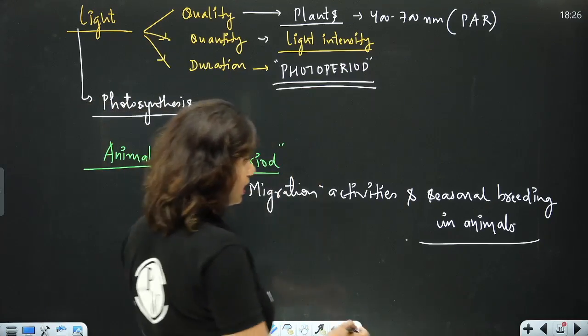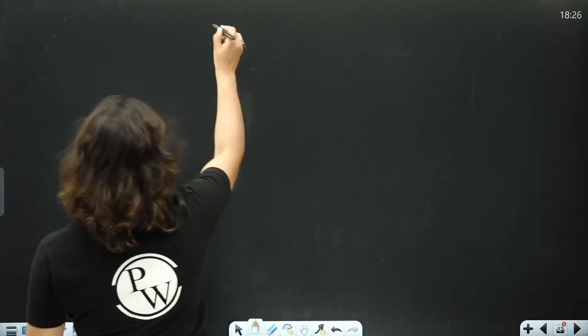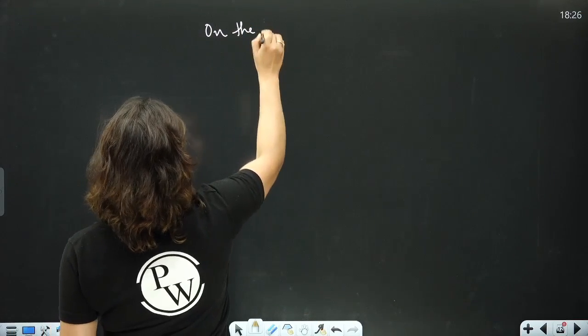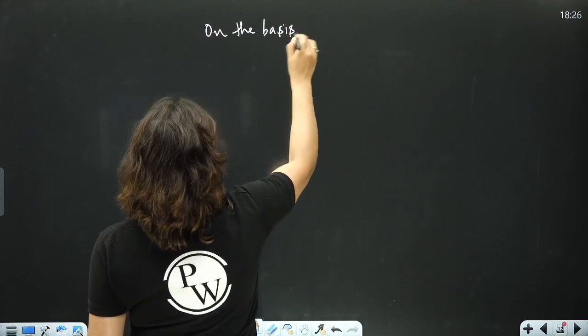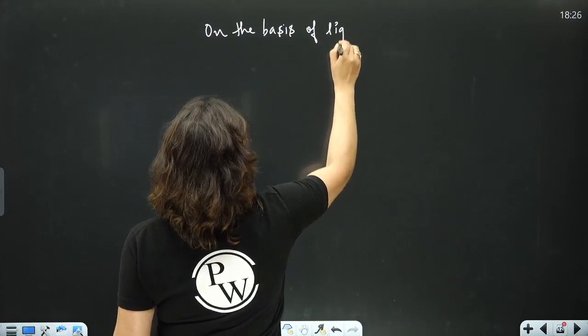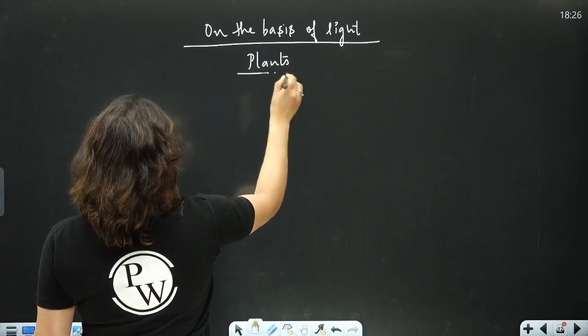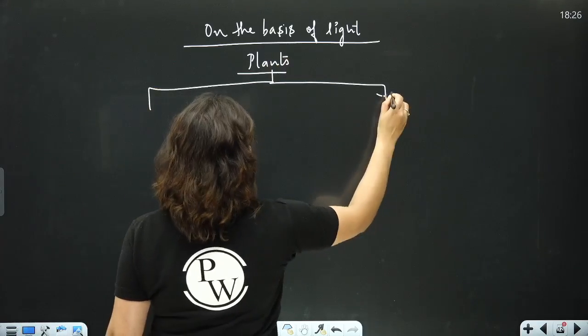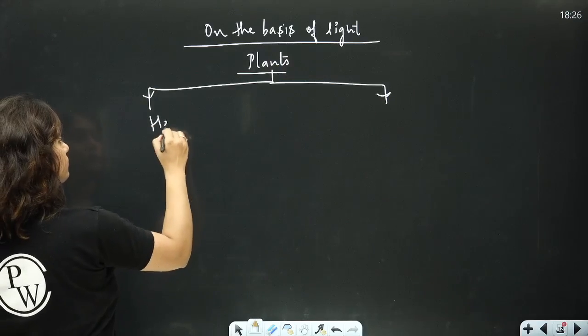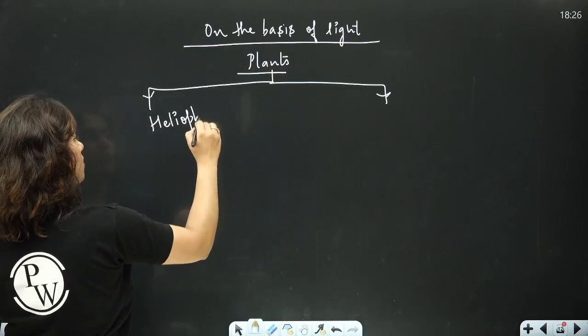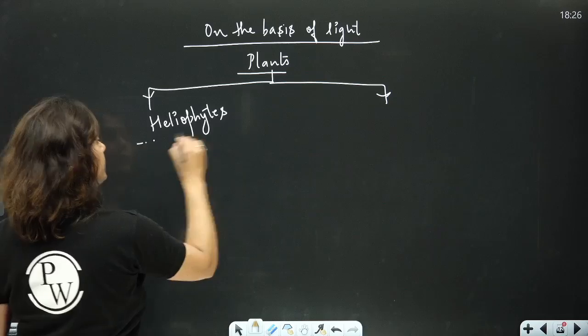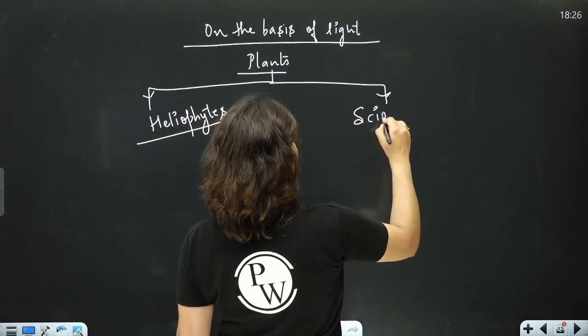Okay. And on the basis of light, we can divide the plants into two categories, that is heliophytes and sciophytes.